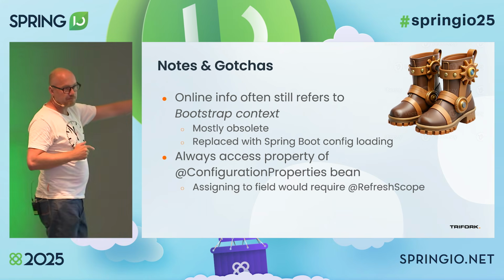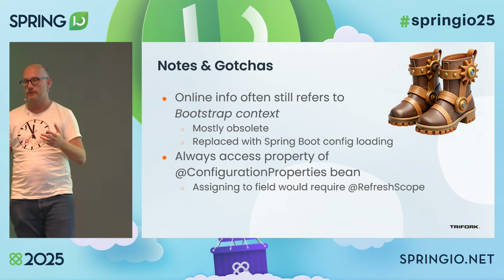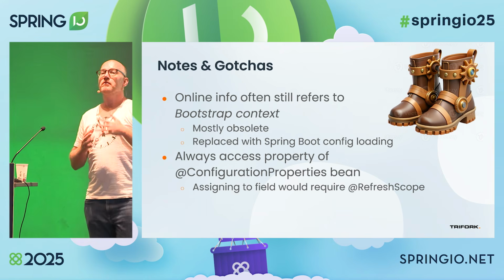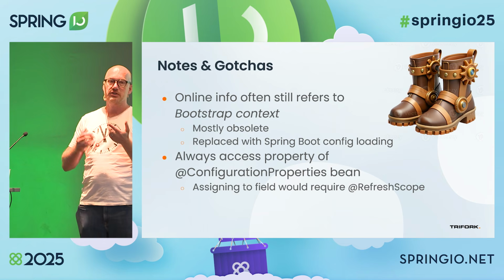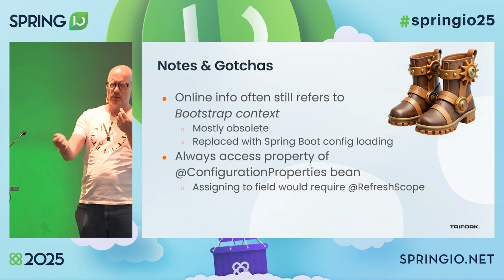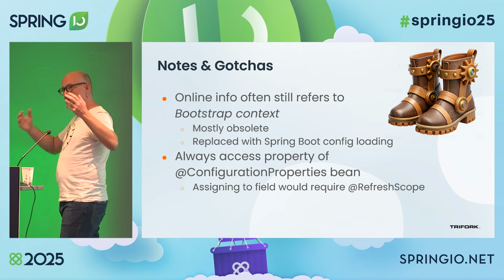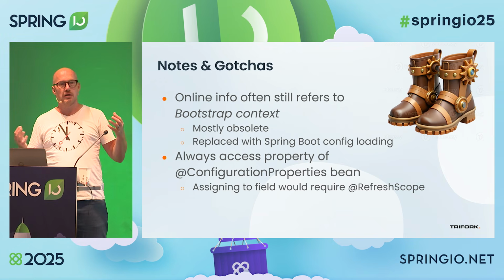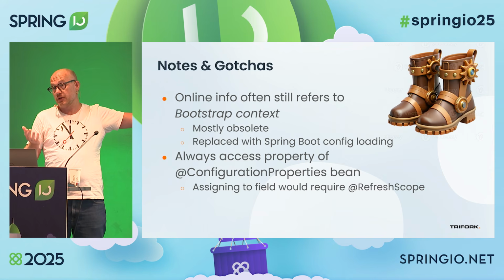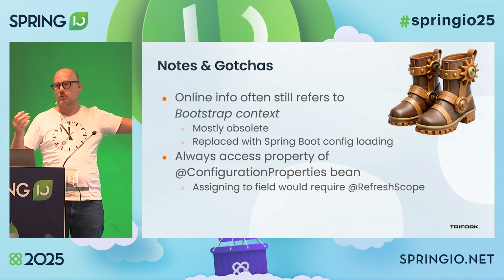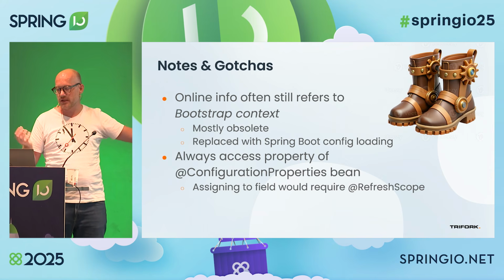Also, as I demoed, unless you want to use refresh scope everywhere, make sure that when you use a configuration properties class, you always call the accessors, the getters basically, so you can see the latest values. That prevents you from having to use refresh scope everywhere, which may be good. You don't always necessarily want to have a new instance of your bean.